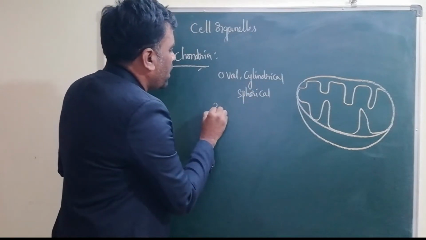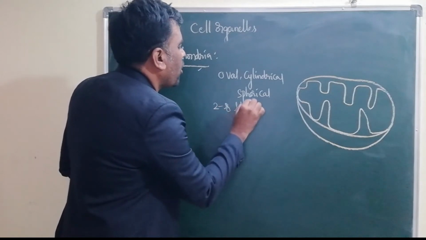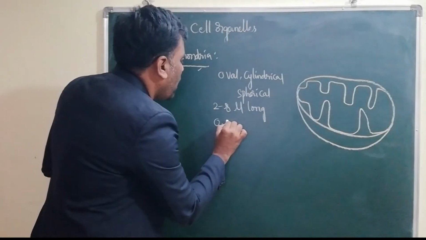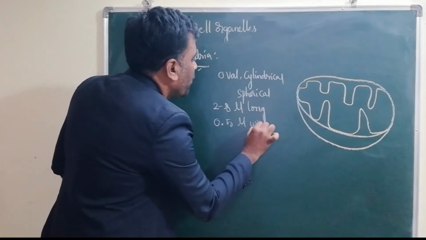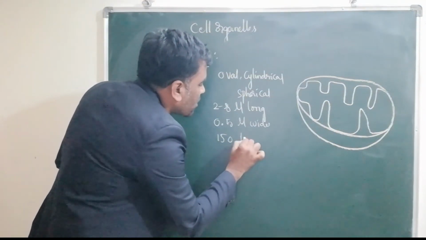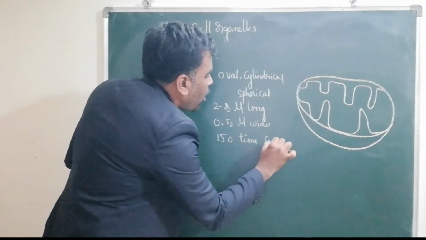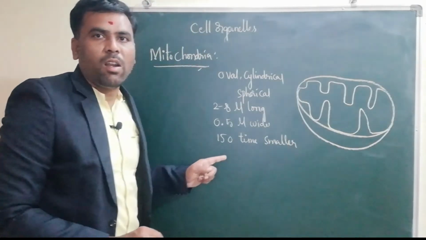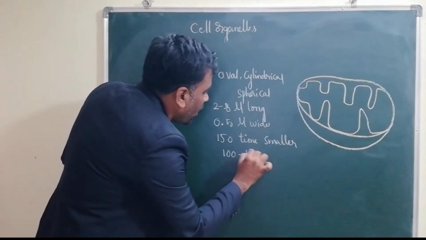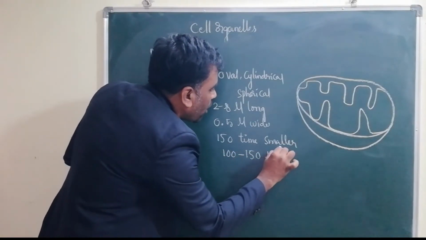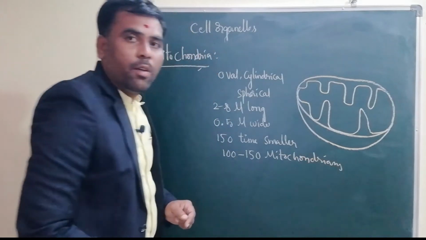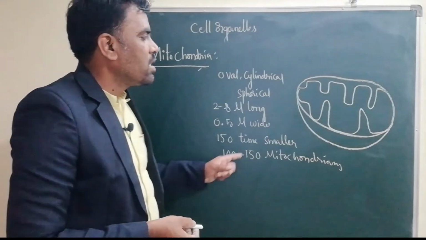The length of the mitochondria is 2 to 8 microns and the width is 0.5 microns. They are about 150 times smaller than the nucleus. It is very small compared to the nucleus. Nearly 100 to 150 mitochondria are present in each cell.